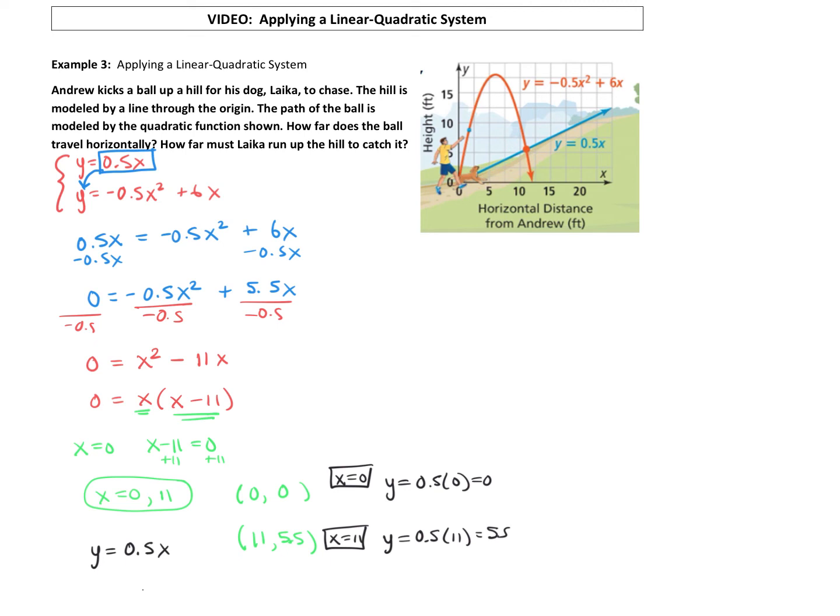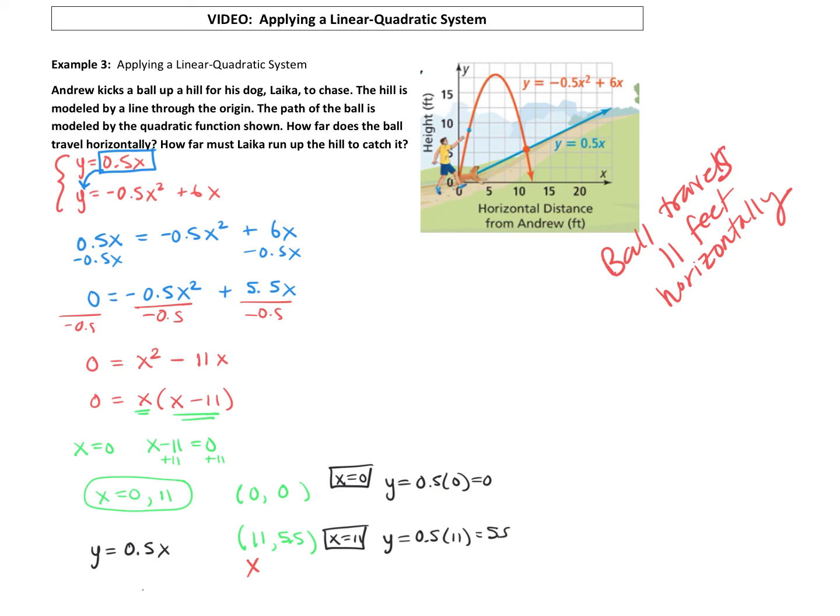Our intersection point of 0, 0, that's right here. The question is asking, how far does the ball travel horizontally? So the ball travels and lands. I want to know this horizontal distance. Well, that is the x value of this intersection point. That intersection point is 11, 5.5. So we just figured out that the ball travels 5.5 feet. I'm sorry, 11 feet is the x value. That's the distance the ball travels. The ball travels 11 feet horizontally when it lands.